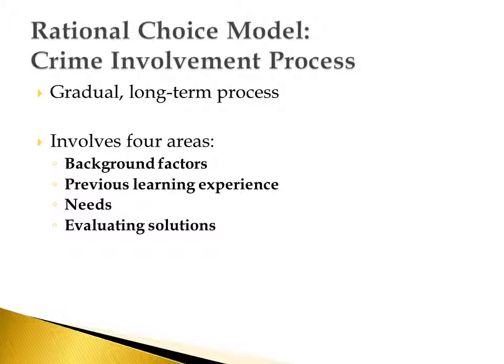And the fourth area that they thought was important was the idea of a person's ability to evaluate solutions to problems. In other words, when a person encounters a problem or some kind of obstacle to getting what they want, they think about a lot of different things before they decide to enter into a life of crime. For example, the amount of effort needed. It obviously takes a lot more effort and a lot more time to get money by working at a job than it does by robbing a store.